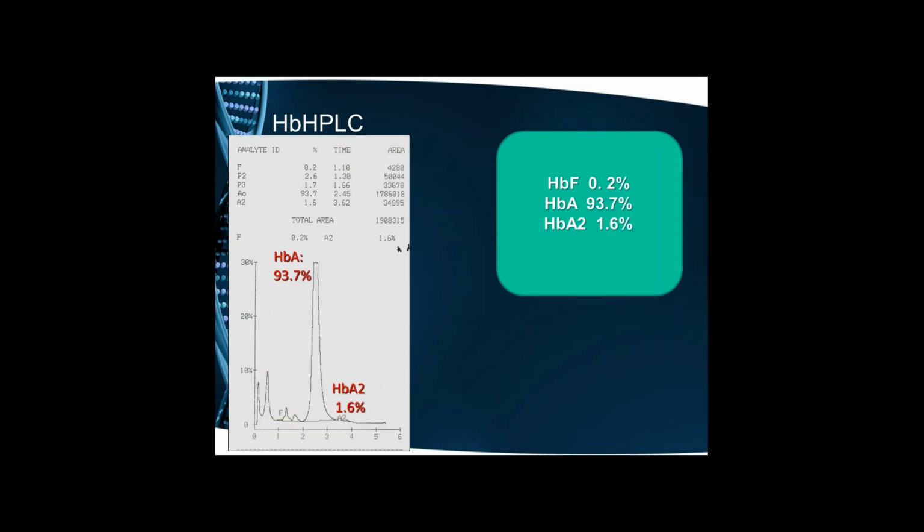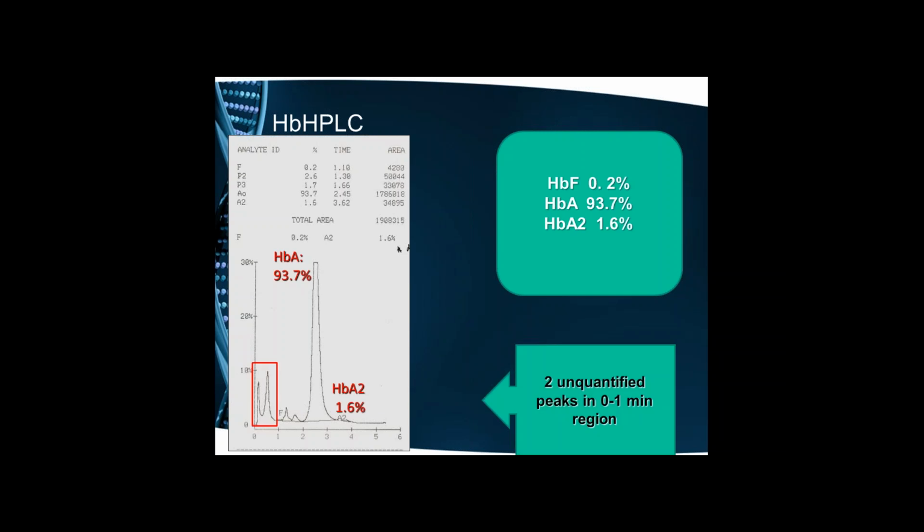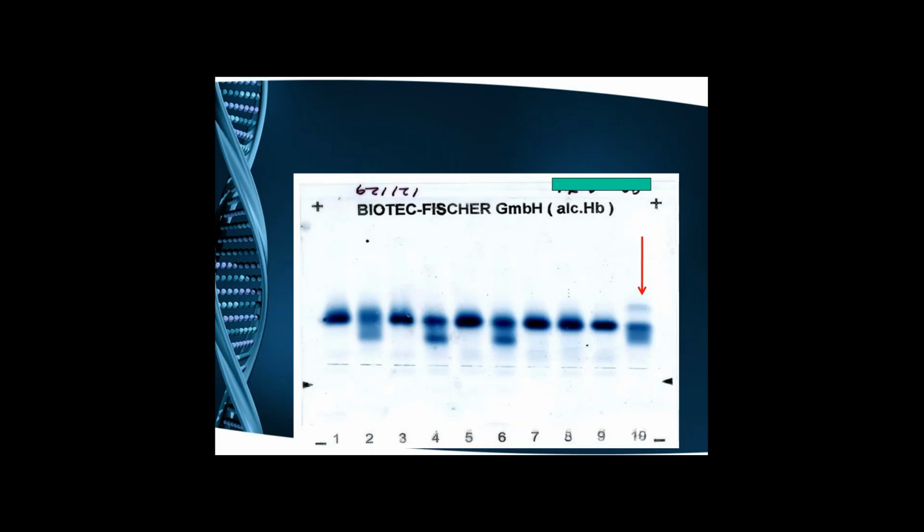So here is what we have to look at next. Apart from HbA2 being very low at 1.6%, we have a few peaks in the region just between 0 and 1 minute. These are peaks which have not been labeled by the machine. These peaks along with a very low HbA2 are highly suggestive of alpha thalassemia.